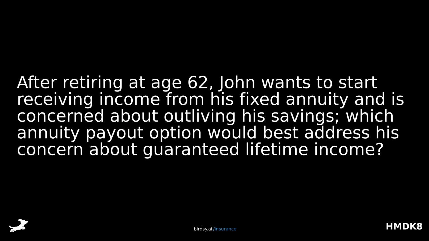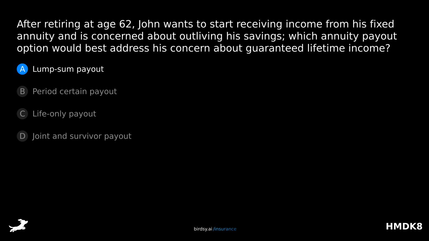After retiring at age 62, John wants to start receiving income from his fixed annuity and is concerned about outliving his savings. Which annuity payout option would best address his concern about guaranteed lifetime income? Is it A. Lump sum payout? B. Period certain payout? C. Life only payout? Or D. Joint and survivor payout? The correct answer is C, life-only payout.